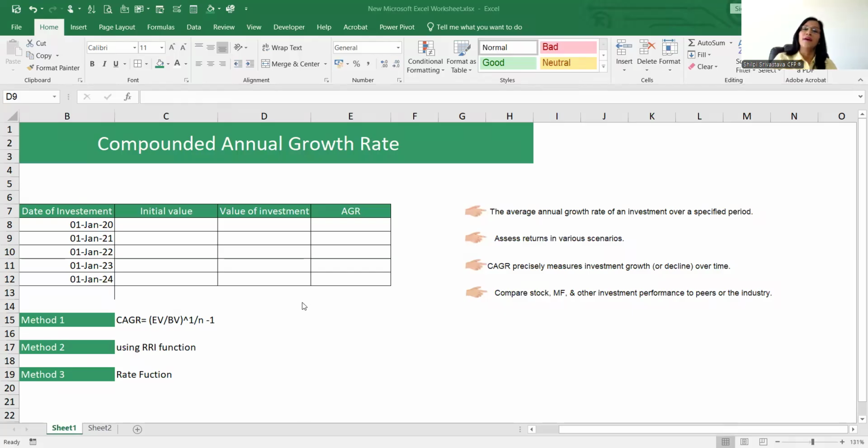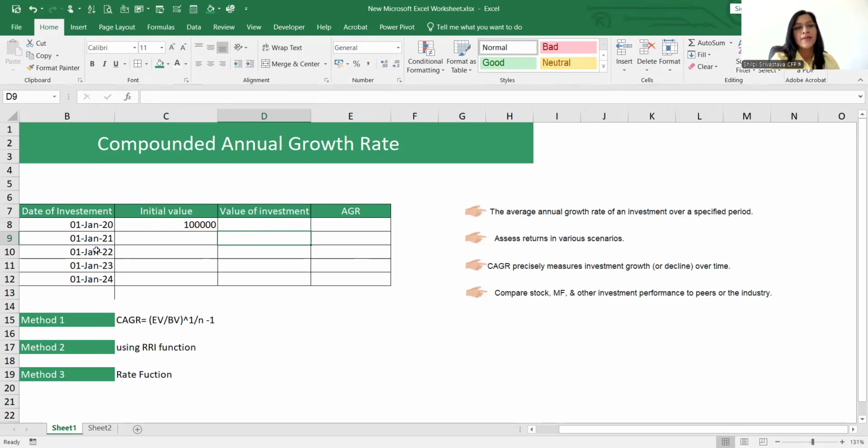On your screen, you can see a table which has four different columns. One is date of investment, second is initial value, third one, value of your investment, and annual growth rate. Now, I have taken five different dates, starting from 1st of January 20. So taking an assumption that you have started investing on 1st of January 20, you are not regularly investing, but you have invested some lump sum amount. So in place of initial value, I'll take a hypothetical example of putting 1 lakh as the initial amount which you have invested. Now, the value of your investment will grow over a period of time.